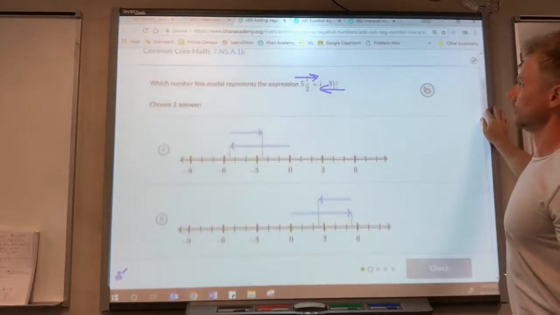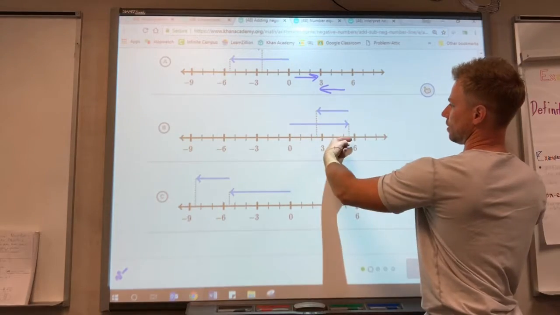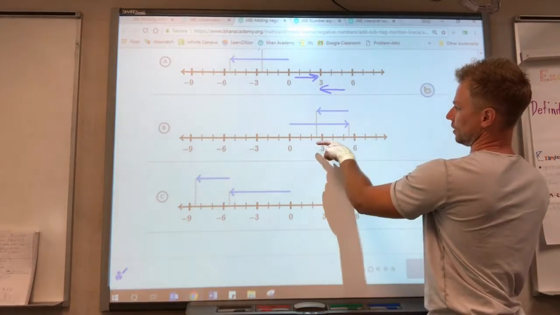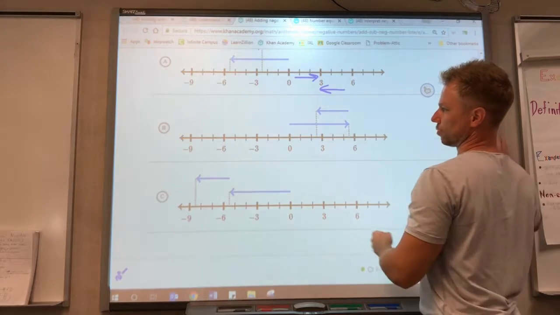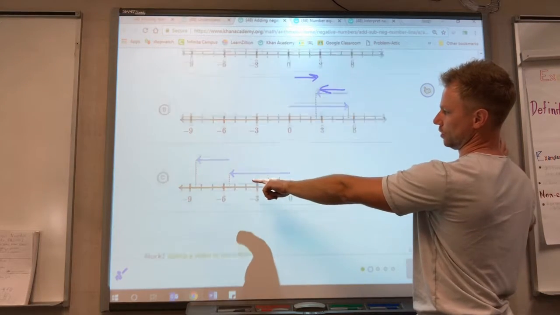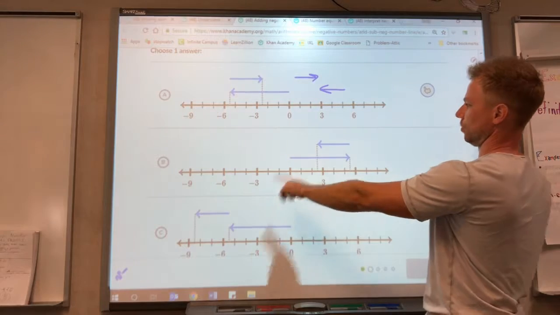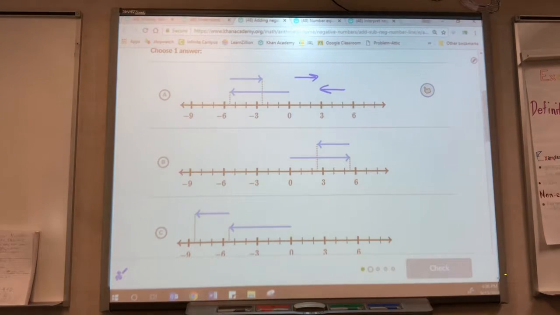Okay, this one is going to the right 5.5 and then to the left 3. Looks like that one would work. And this one, they're both going to the left, which is not what we want. So again, it is B, matches the expression that we had at the top.